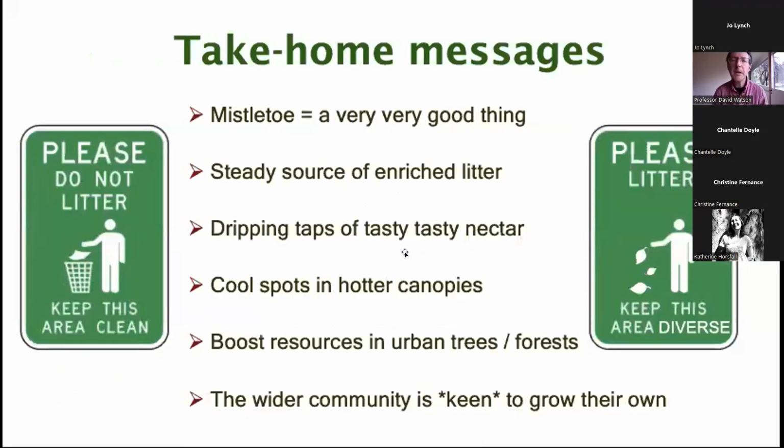Take-home messages for those of you keen on a quick recap. It's a native plant. It's a good thing. Steady source of enriched litter full of cations, so really accelerated return rates of many quite limiting nutrients in our depauperate soils. Lots and lots of nectar, especially at times and seasons when very little else is flowering and providing nectar for nectar feeders. So huge importance for pollinators. And they're cool spots in warm and getting warmer canopies.